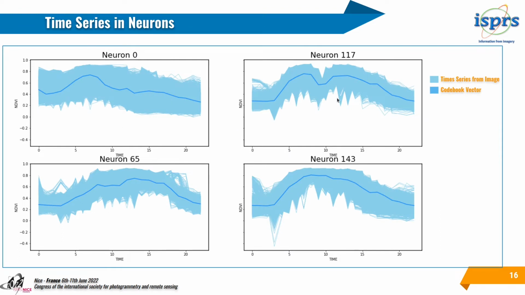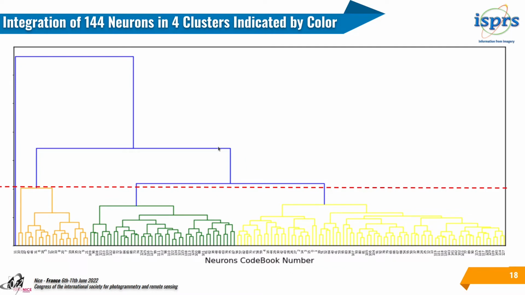I have selected some neurons to better understand the time series they represent, which characterizes the dimensionality reduction. And all these time series are represented with a codebook vector. The dendrogram shows the whole 144 patterns integrated in the 4 regions defined with the dashed line.